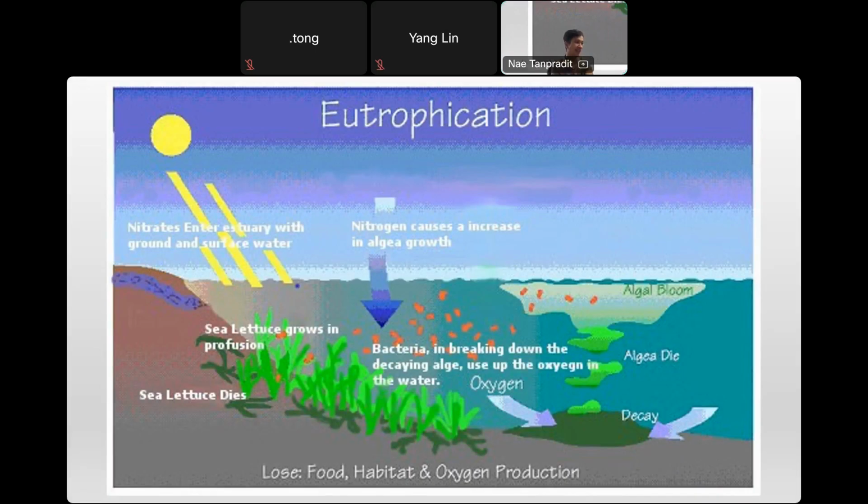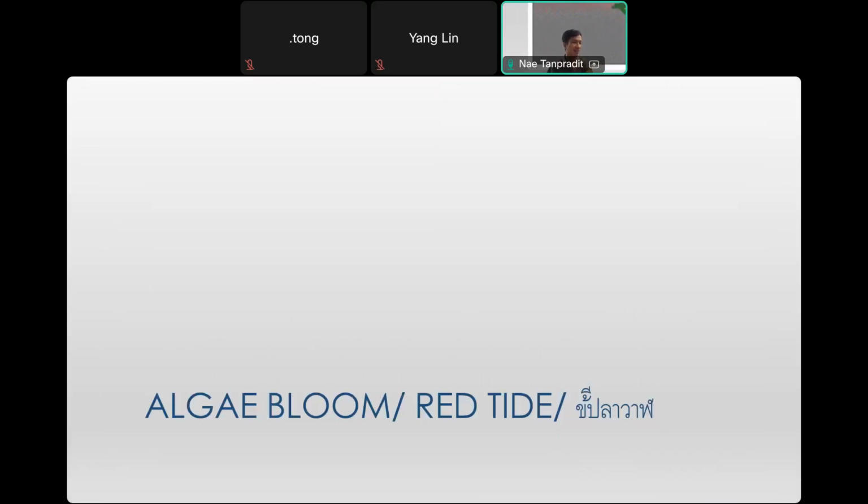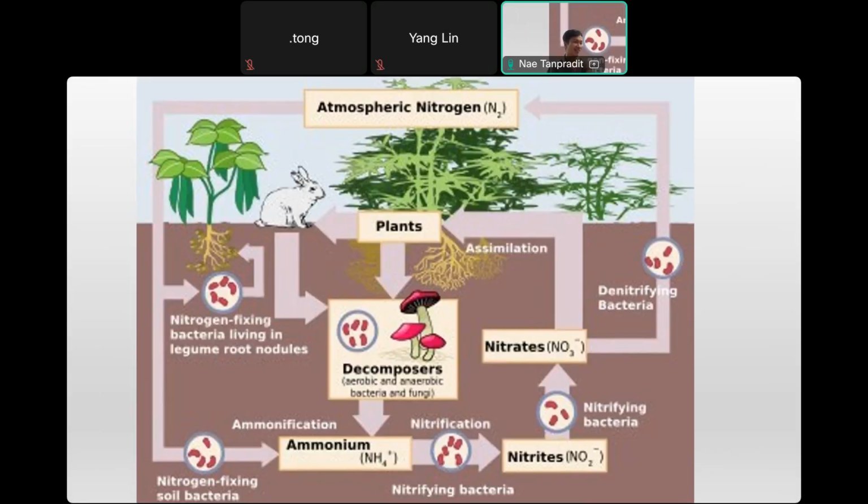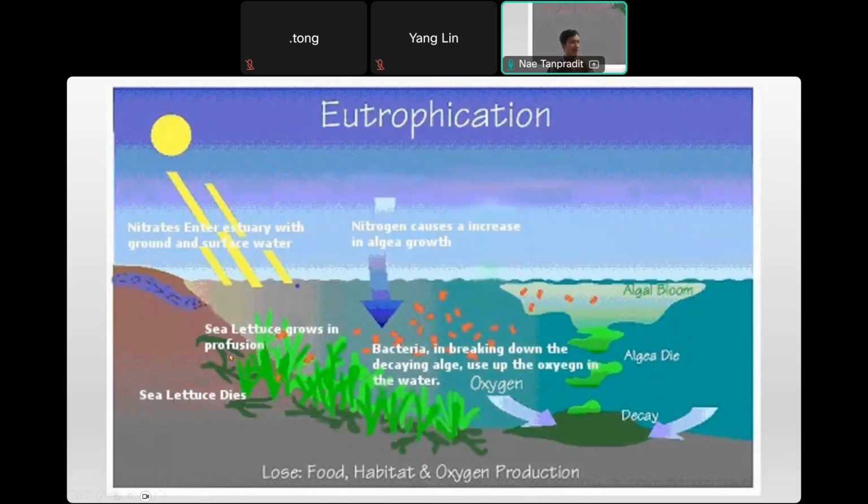It means when the nitrates, remember, we have nitrogen fixed by nitrogen-fixing bacteria and decomposers make it ammonia, nitrites, and nitrate. And if the nitrates come to the river and flow into the sea, they will have an effect on the sea plants and algae.